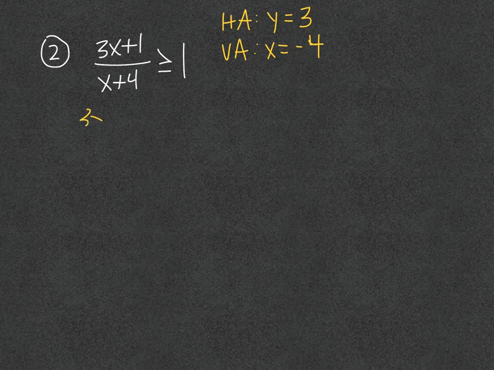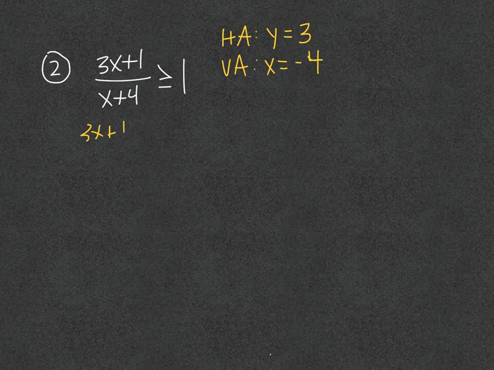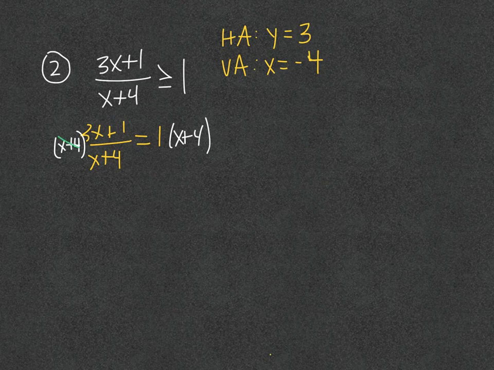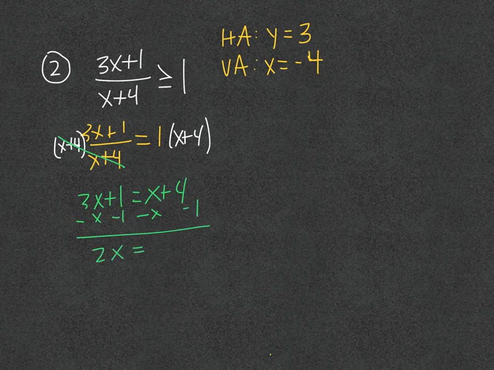We did a bunch of these in class last week, where we basically just change this to an equal sign and actually just solve it. So let's solve it. I'm going to multiply x plus 4 on both sides so that I can get rid of this. So I have 3x plus 1 equals x plus 4. Then I get the x's together and move the numbers over. So I have 2x equals 3, and I get x equals 3 halves, or 1.5.